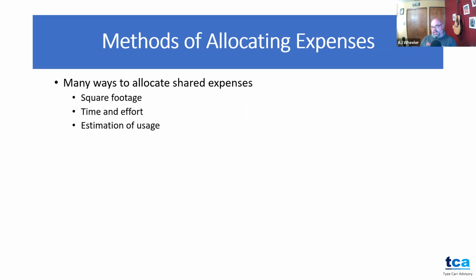And then the last one is estimation of usage. The beginning of every year, you determine Bob's going to work 25% in this program, 25% in this program, 25% in that program, and 25% in admin. For the rest of the year, you allocate his time or any expense associated with him using those percentages that you estimated. He'll still have to keep a time card, and you need to revisit those estimations when things change, but it's another way to make it easier on allocating all these shared expenses.